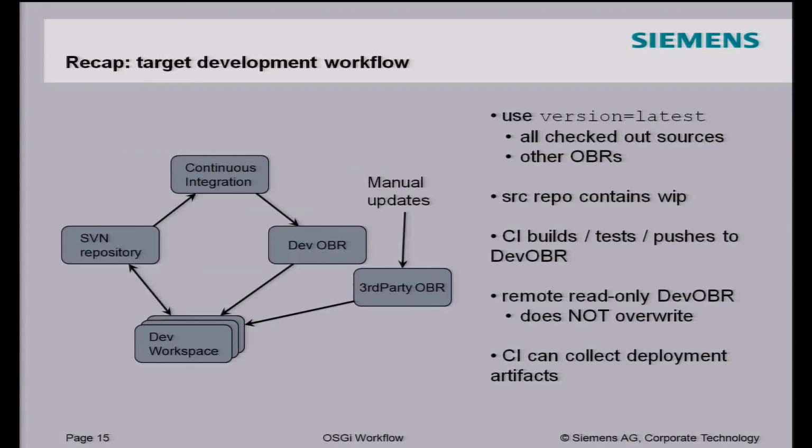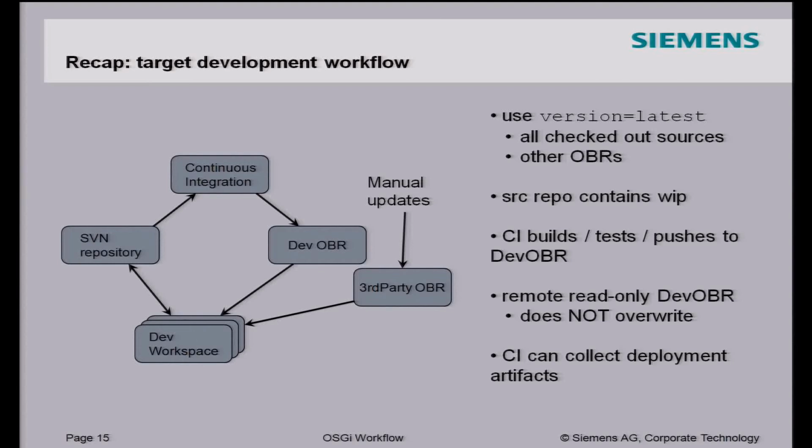Right, now to do a short recap on how the system would look. So I have several dev workspaces. We have our source repository, continuous integration, DevOBR, and so on. The dev workspaces would use this version latest directive for BND, meaning that every project that is checked out in the dev workspace has precedence over anything that might be in the OBR. So whenever I work on something here, I must know that everything that I checked out is a work in progress.